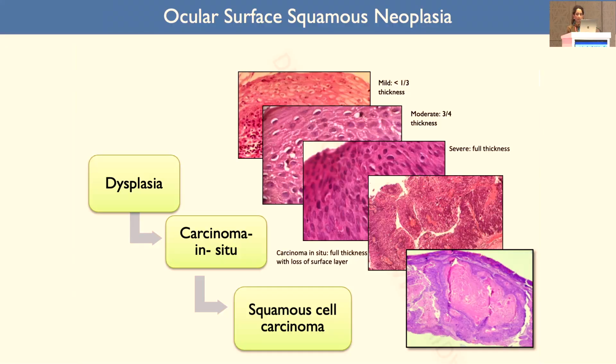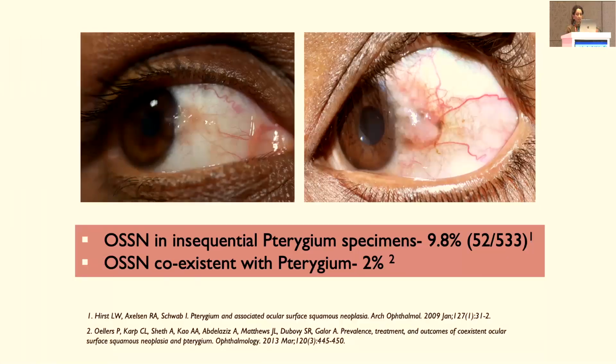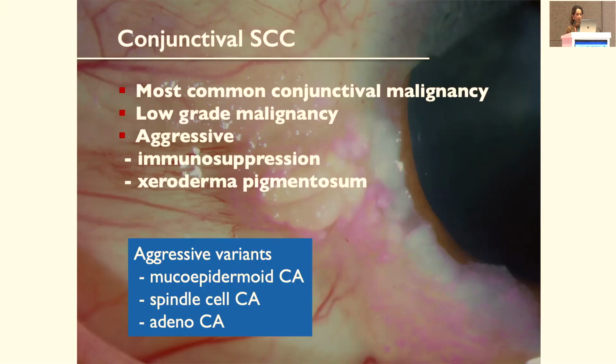Now, we have ocular surface squamous neoplasia as a spectrum: dysplasia, carcinoma in situ, squamous cell carcinoma. We need to differentiate between them, and why is it important? OSSN in an insequential pterygium specimen is reported as high as 10%, and OSSN coexistent with pterygium is almost 2%. So whenever there is a suspicion, it's good to send your pterygium specimen for histopathology.